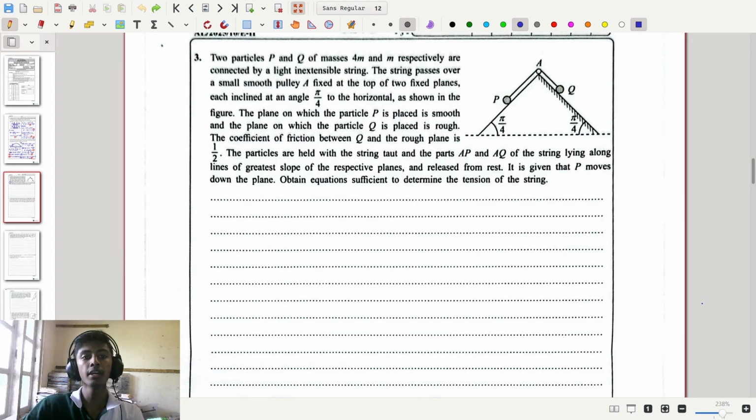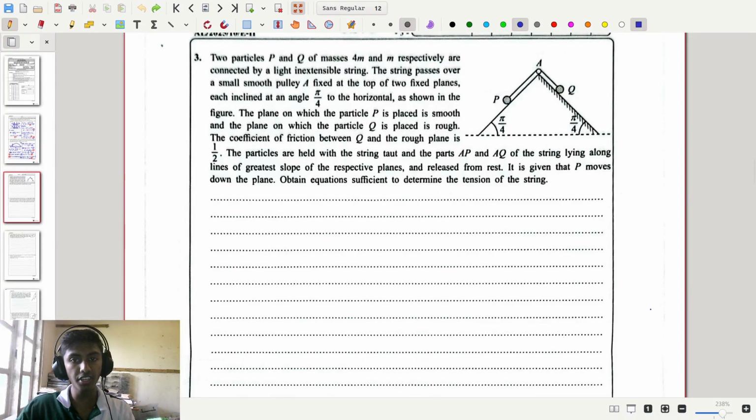It then says the particles are held with the string taut and the parts AP and AQ of the string lying along the lines of greatest slope of the respective planes, meaning that this line AP is parallel to this plane. Similarly, this line AQ is parallel to this plane. The reason that this is important is because if we consider the forces here, all forces can be divided into forces that are perpendicular to the plane and forces that are parallel to the plane.